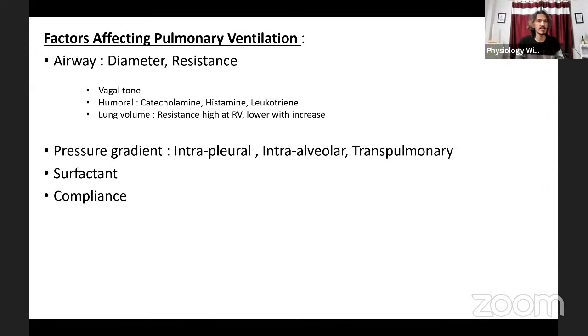These two we partly talked about yesterday. Today, what we're going to complete is surfactant and compliance. So if this comes as a question, you can incorporate all of these together and write an answer.